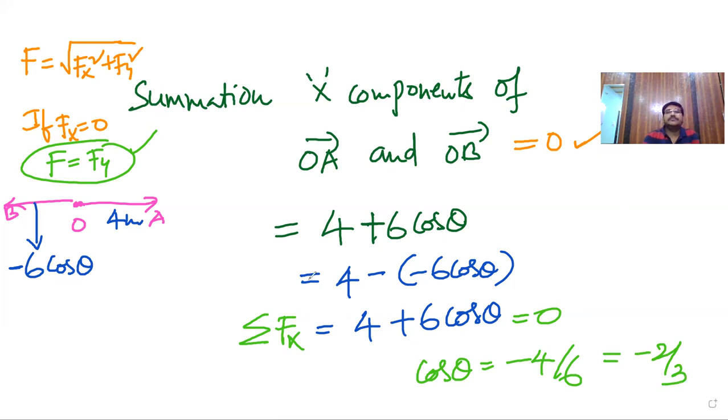This is the answer. Understand? Cos theta is minus 2 by 3, so theta is cos inverse of minus 2 by 3. Clear? Very simple question. You only have to split into the components and write it in such a manner that the resultant is in the y direction, such that the sum of the Fx components of all the vectors along the x direction is 0.